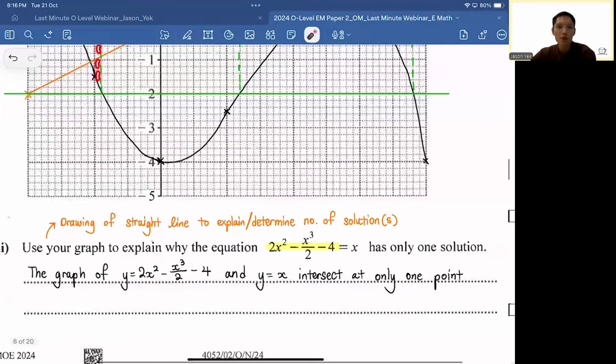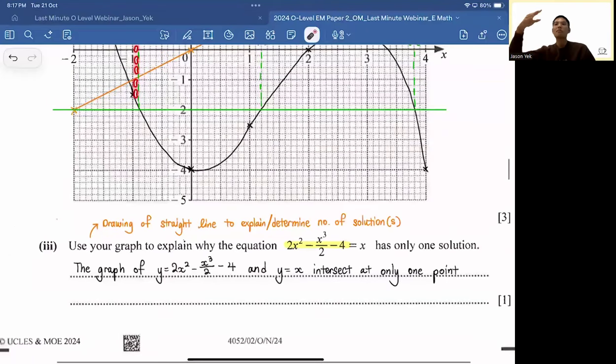So let's go back to this one over here. Yeah, the green line is what I'm going to explain later. So not to worry, it's all related to the whole question. Okay, going back to part three. Just bear with me. So part three over here, remember, how do I explain it's only one solution?